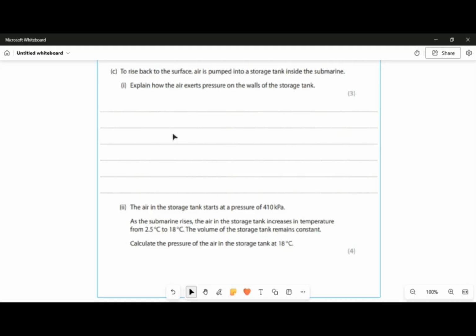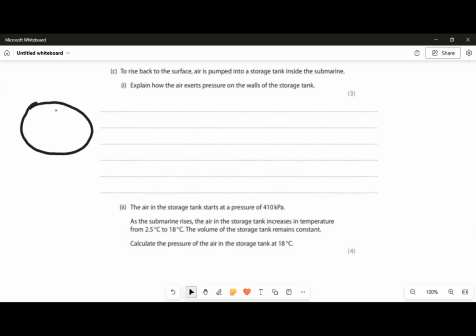To rise back to the surface, air is pumped into the storage tank inside the submarine. Explain how the air exerts a pressure on the walls of the storage tank. We'll go with that question. They are saying that there is a storage tank inside the submarine and air is pumped into it. And in that case, these air particles collide with the wall of the tank.